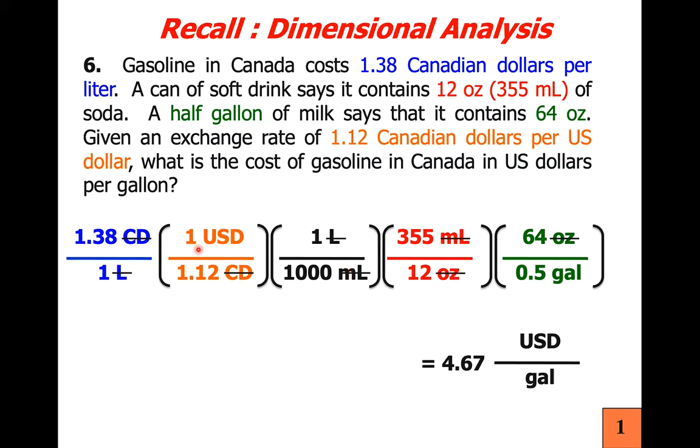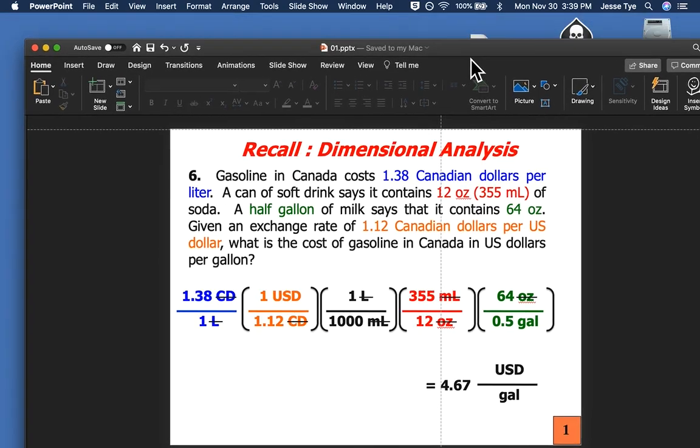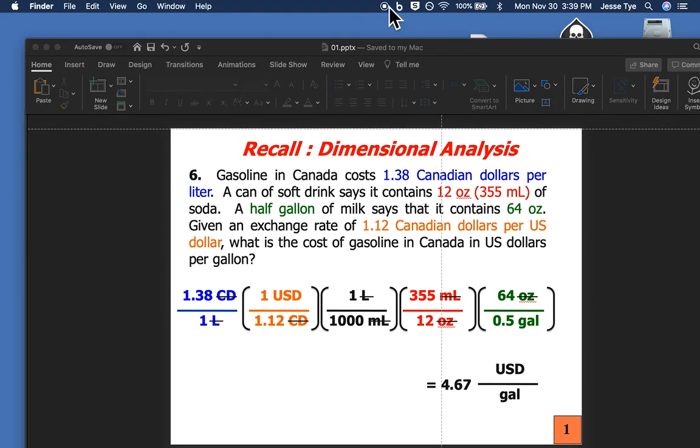ounces on the bottom. Now, if we go through and just look at our units, we have US dollars that's left uncanceled, and we have gallons that's left uncanceled. Put all of this into the calculator, and we get 467 US dollars per gallon. And those are the types of problems that are good to know for the final exam from Chapter 1.